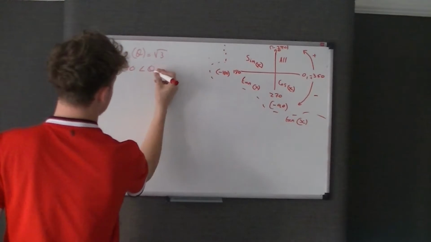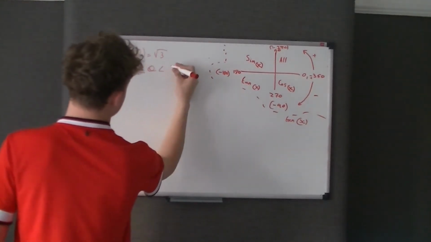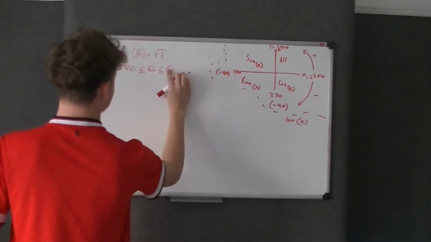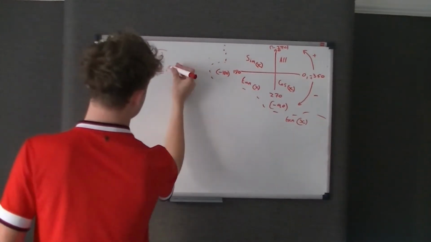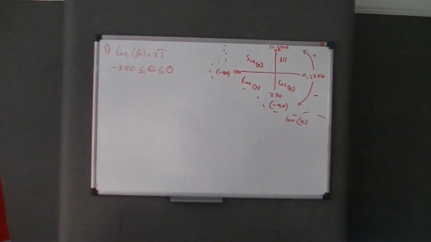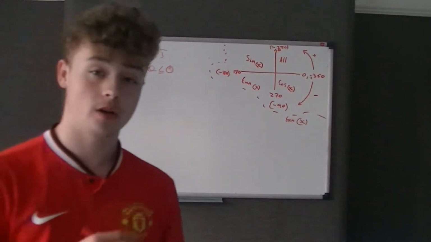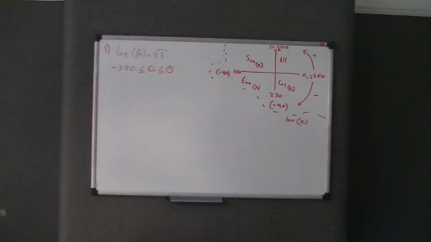Theta is greater than minus 360. Theta is less than 0. So, that may look quite daunting to anyone who hasn't done this sort of topic.